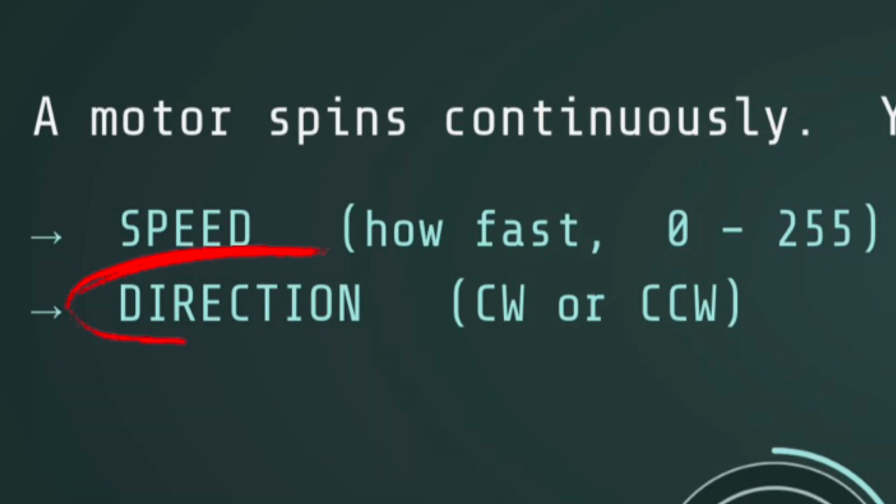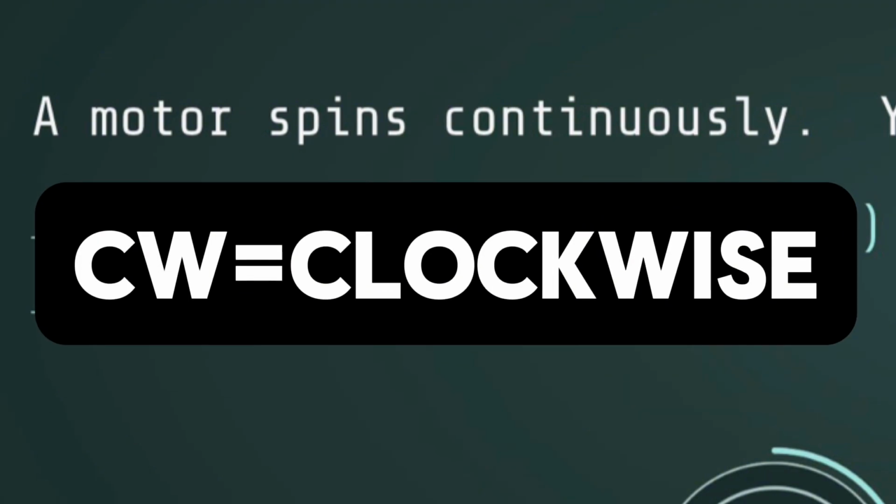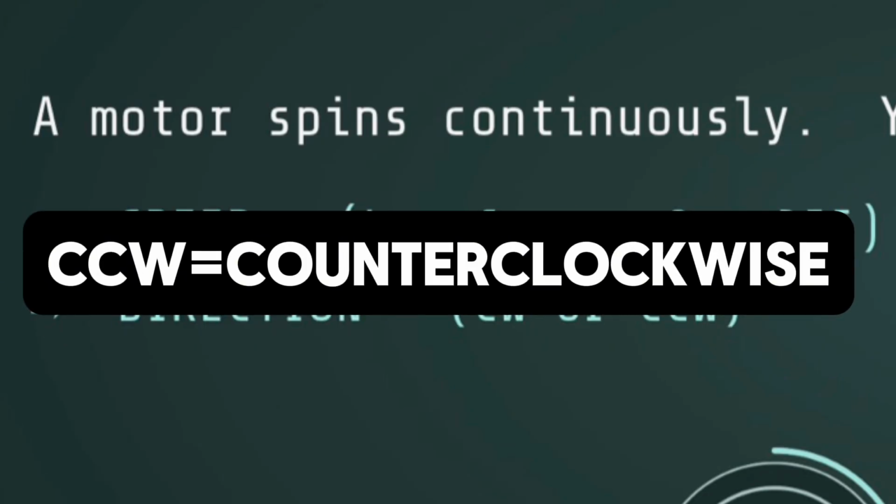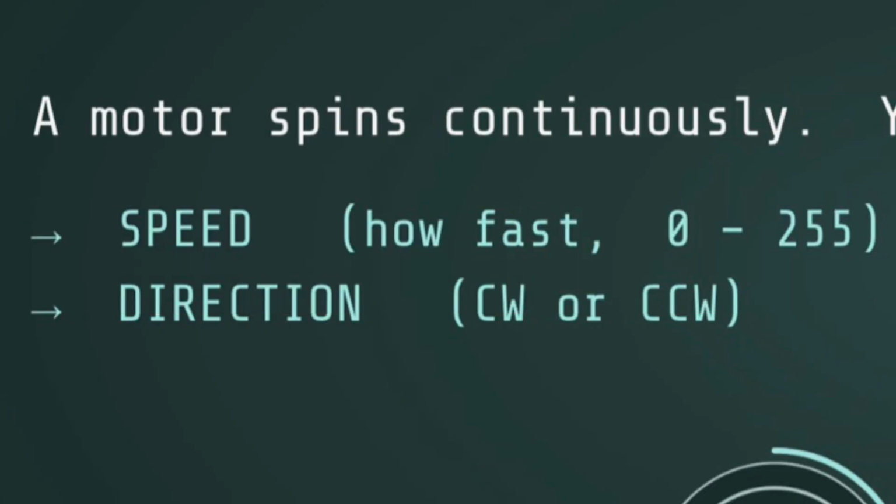The second is direction, which way it turns. We call these CW and CCW. CW is clockwise, the way the clock hand moves. CCW is counterclockwise, the opposite way. That's it. Speed and direction. Master those 2 and you can control any motor.